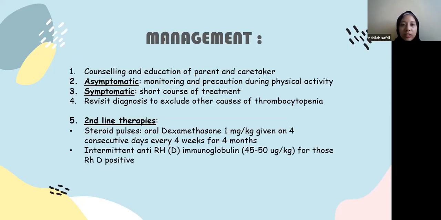Management is by counseling and education of parents and caregivers, where they must understand the history of chronic ITP, and also be able to detect problems and complications that may arise from the disease itself. This is to avoid any unwanted incidents. Parents and caretakers also must be comfortable enough to take care of patients who persistently have low platelet counts.